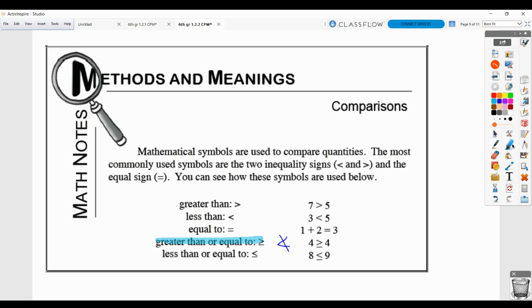And then for the other one that may be new to you, less than or equal to, again, if the left side is less than the right side, that would be a true statement. Or if the left side is equal to the right side, it'll be a true statement. So 8 is less than or equal to 9 because 8 is less than 9. Again, another way to view that is that it's not greater than.